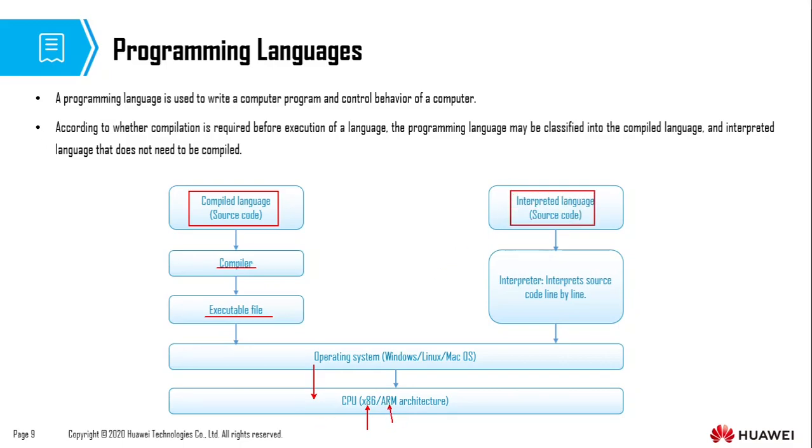On the other hand, we have interpreted languages. With interpreted languages, you don't have to compile it for it to run on your computer. What happens is that we have what we call the interpreter. The interpreter interprets the source code line by line and executes it depending on the particular instruction that has been given. Generally, examples of compiled languages are C, C++, and others. For interpreted languages, we have languages like Java, Python, PHP. All those are interpreted languages.